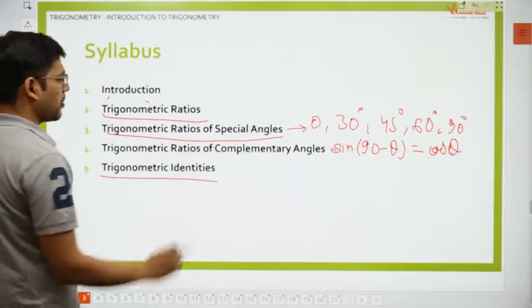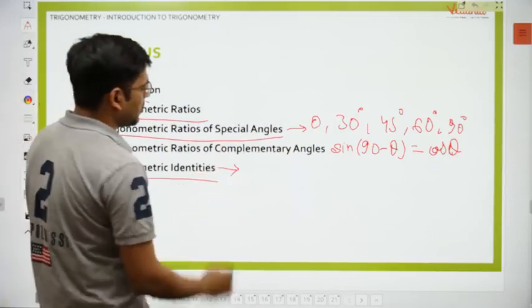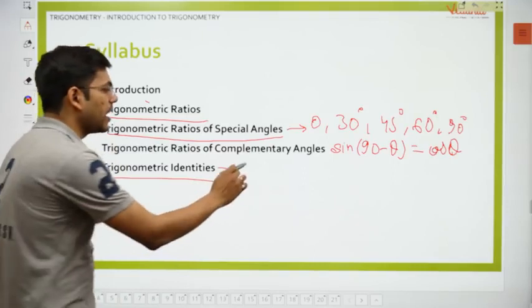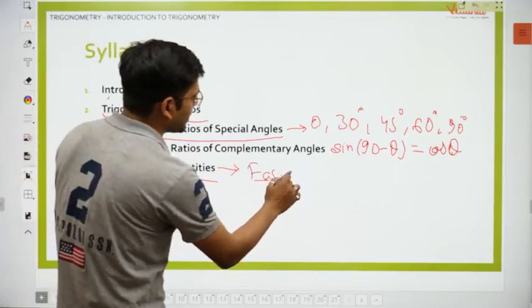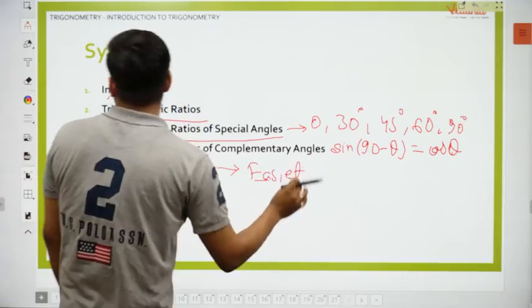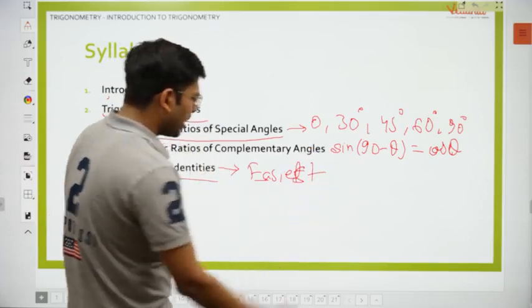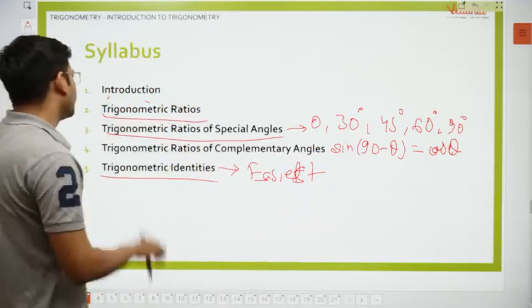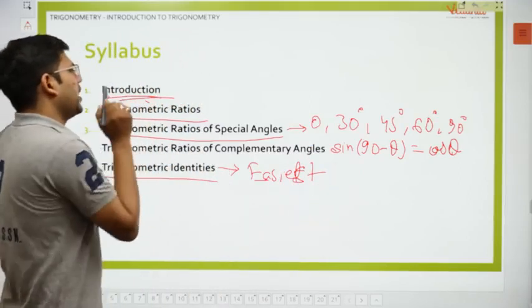And thereafter trigonometric identities. The toughest one, what students think, but it is the easiest one, guys. It is the easiest one. I'll tell you how. Now first of all, introduction.